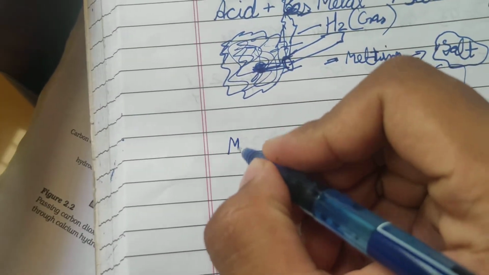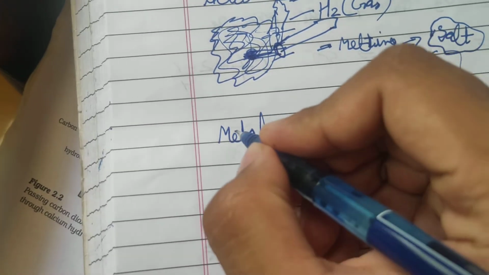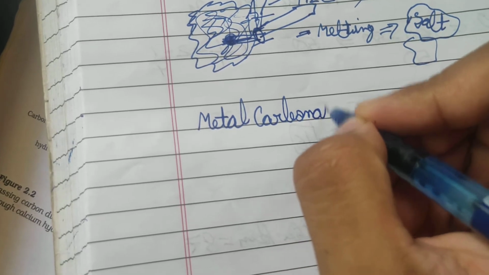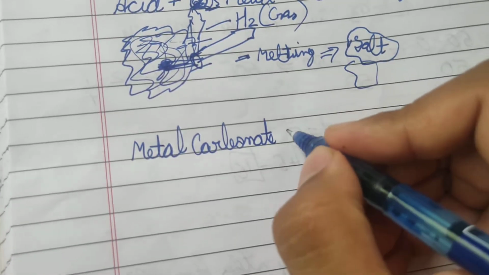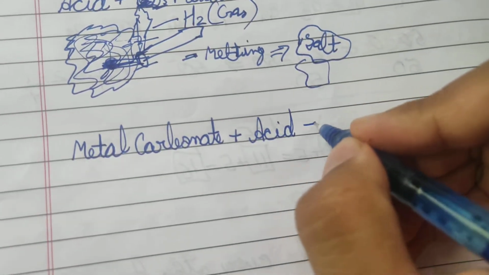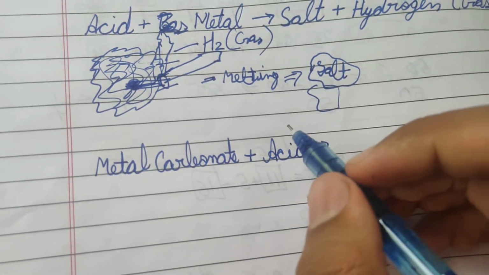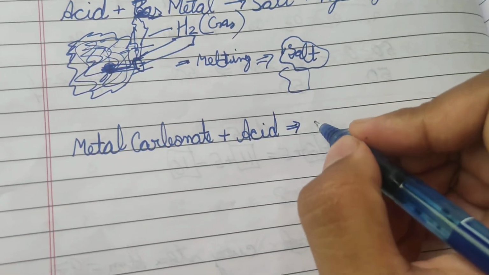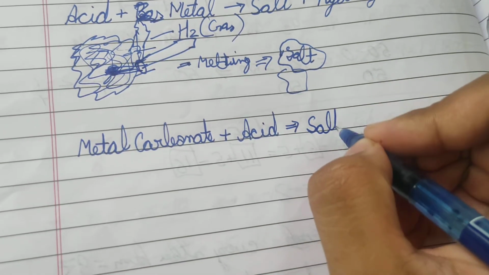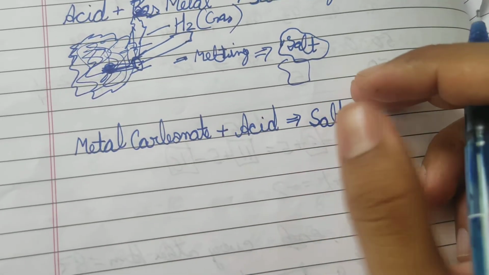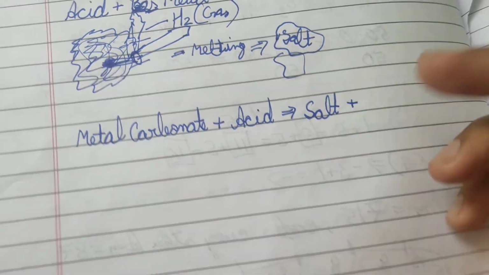Let us first write what this reaction is between. This reaction is between metal carbonate plus acid. Now what would it form? Like I've told you, in any and every reaction with acid or base, salt will always be formed. So just close your eyes and write salt over here. Salt is always formed, right? This salt is formed, plus what else will be formed?